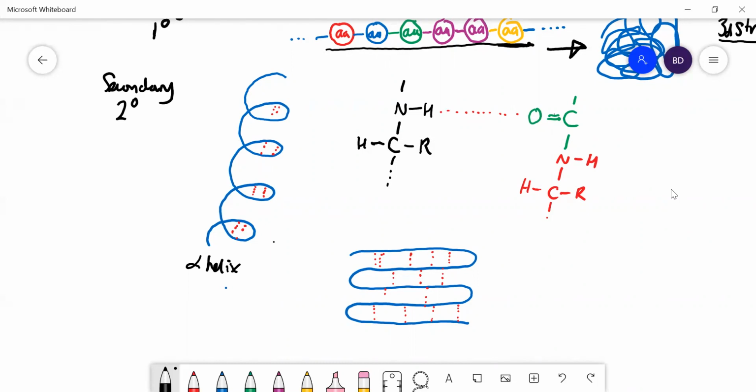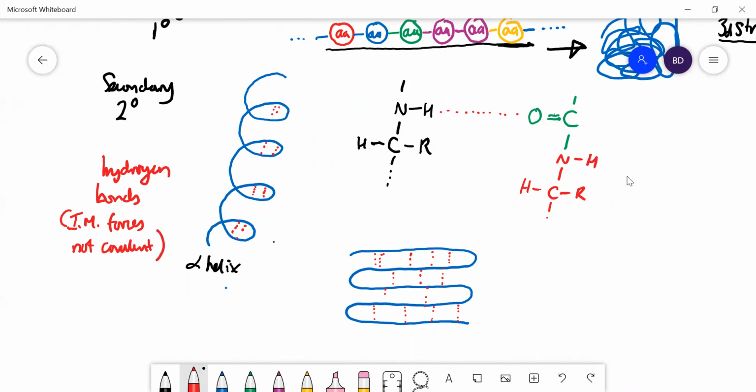And these little red dots I've drawn there, they're called hydrogen bonds, which I haven't mentioned before. But hydrogen bonds, these are intermolecular forces. They're not covalent bonds, so they're a lot weaker than covalent bonds. The name is a bit confusing because it says hydrogen bonds. Now, a hydrogen bond is what holds the alpha helix together.